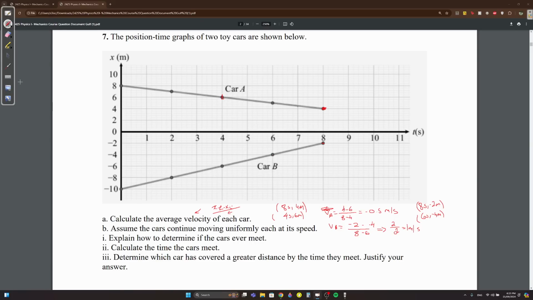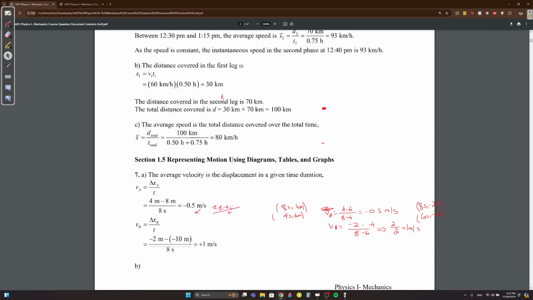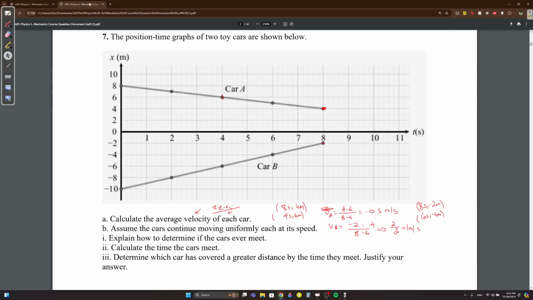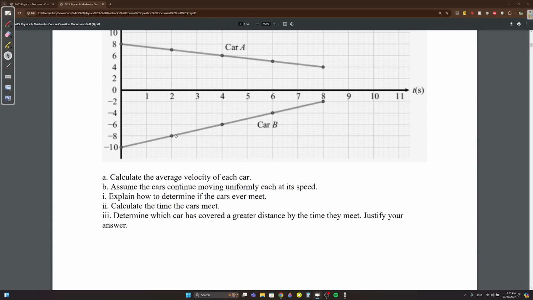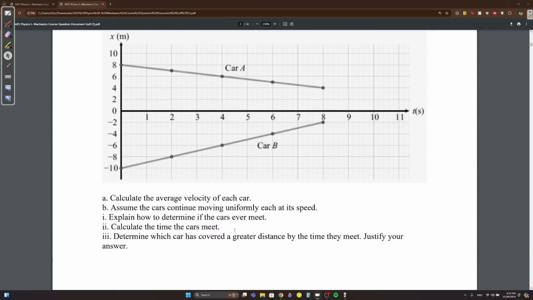Let's check this answer. It should be negative 0.5 and 1. Yes. Assume the cars continue moving uniformly at their speed. Explain how to determine if the cars ever meet.